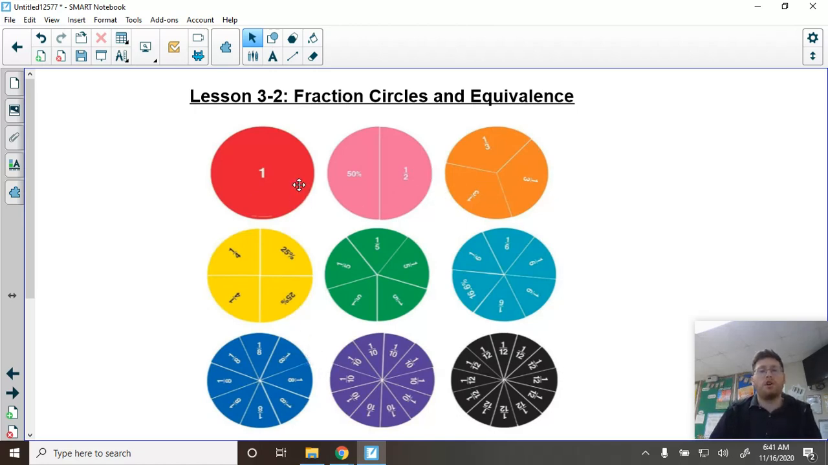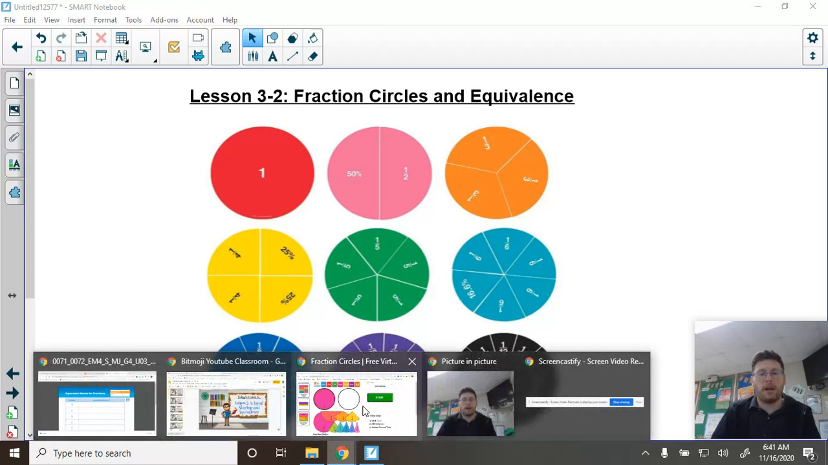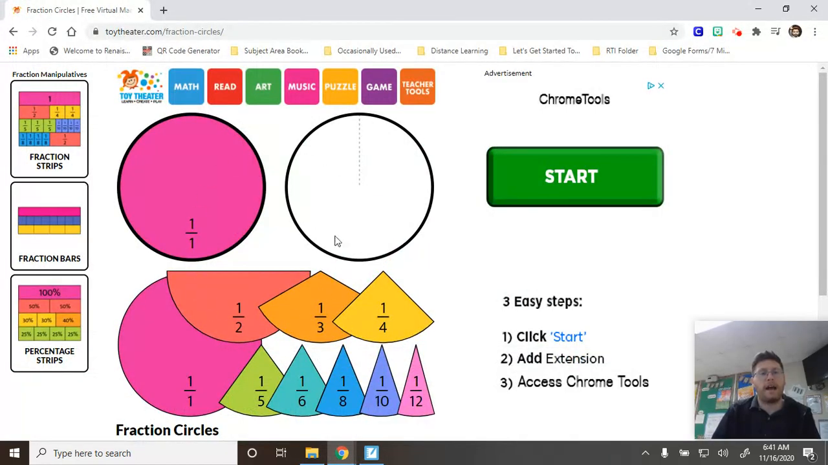So what I want to show you right now is a website that actually has fraction circles that you can see the equivalence for. So this is toytheater.com/fraction-circles/. All right, so imagine this is one whole. So 1 over 1 equals 1 whole. So imagine that I have a half. So this is actually half of this circle right here. So if I put another half up there, 2 halves make a whole. All right, with that being said, I could take that out, put that on there.